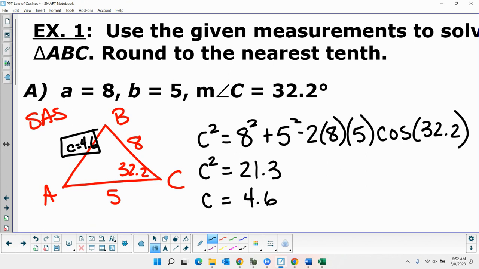Okay. I have to find the other 2 remaining angles now. All right. So far, so good. Any questions? Now, we're going to go back to law of sines.